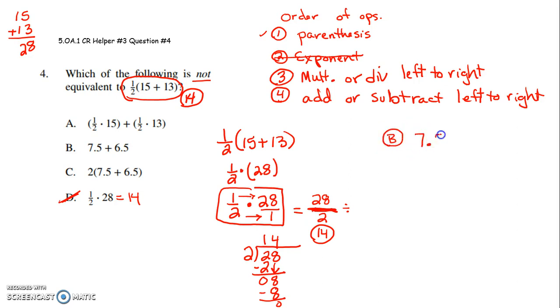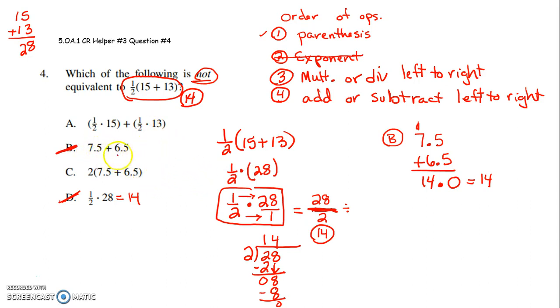So if you have 7.5 plus 6.5, line up those place values. Line up your ones place, line up your tenths place, bring your decimal point right down. 5 and 5 is 10. Put down a 0, carry a 1. 7 and 1 is 8, and 6 more is 14. Ooh. So 14 and 0 tenths is the same as 14. So guess what? I'm looking for the one that's not 14. Well, guess what? B was 14. So now I look at my other ones.